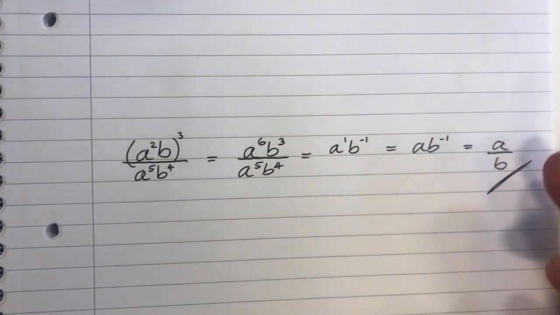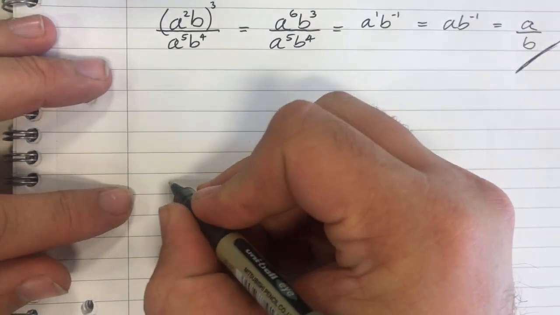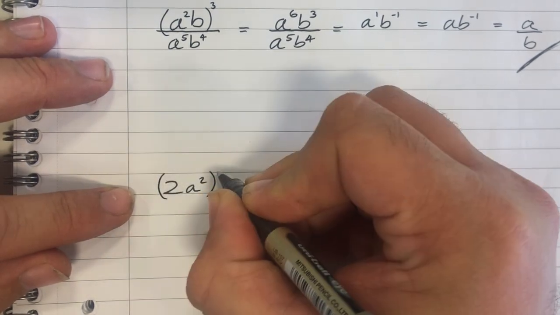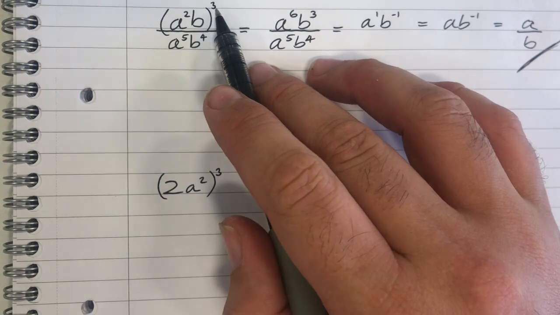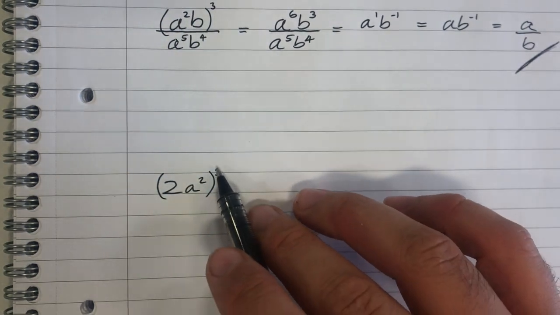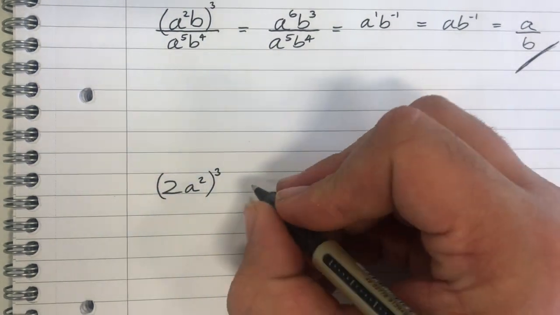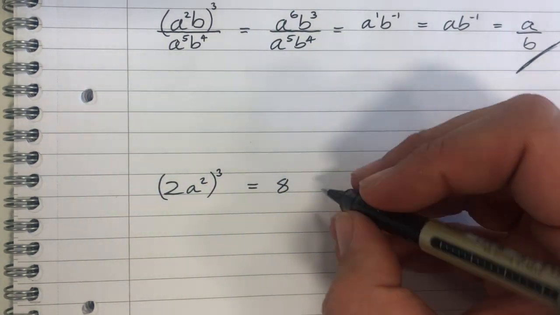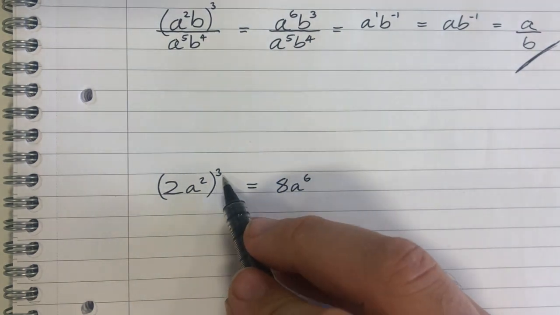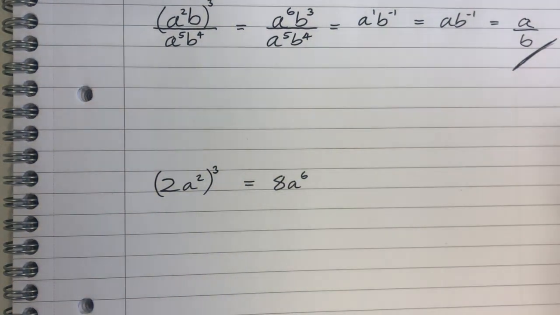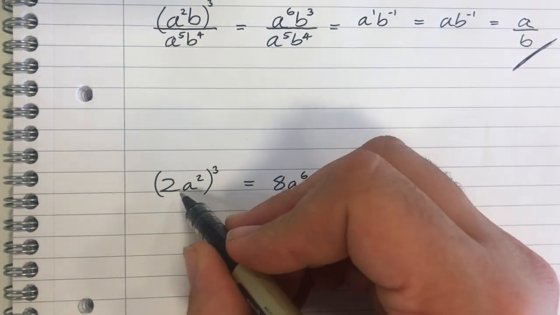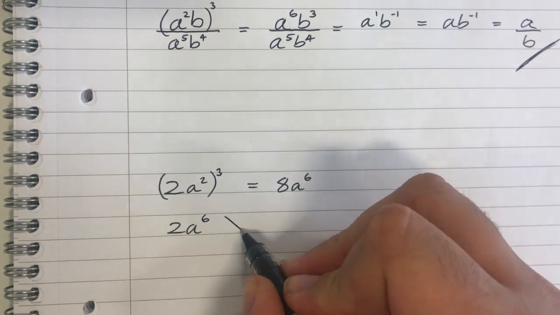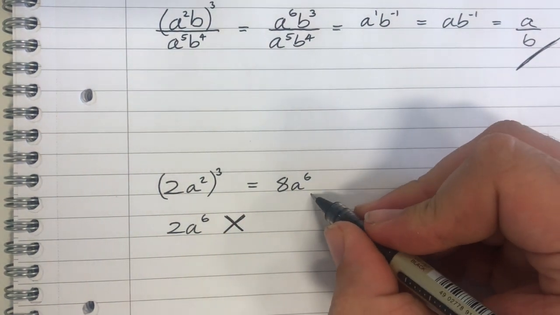One further example I just want to touch on. If I have something like 2a squared all cubed, just like up here, we applied this cube to the a squared and the b, we must apply this cube to the 2 and the a squared. So that's going to become 2 cubed, which is 8, times a to the 6, which is where the 6 comes from, the 2 times 3. A lot of students will incorrectly write that as 2a to the 6, which is wrong. This is right.